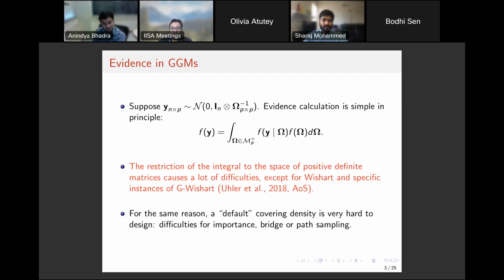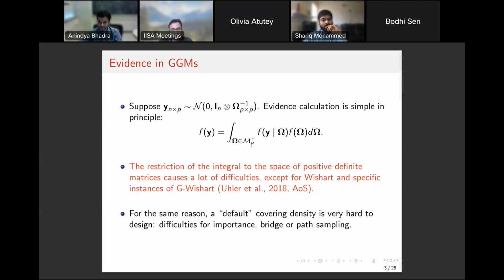So that's the marginal likelihood. So here, what is the difficulty in GGM? It is this restriction, okay? For your prior to be valid, the prior mass must be restricted to the space of positive definite matrices. If you put mass anywhere else, then it is not a valid prior for a precision matrix, okay? And that causes a lot of difficulty. So it's not just a simple matter of integrating over the real line or over the positive real line and so on. You have to integrate over this space of positive definite matrices.